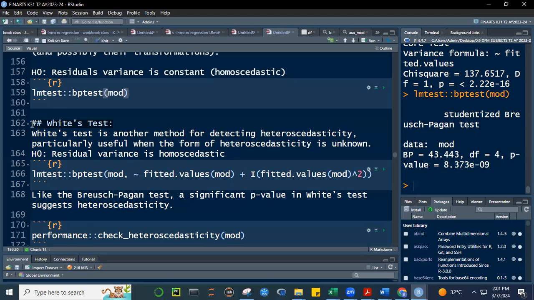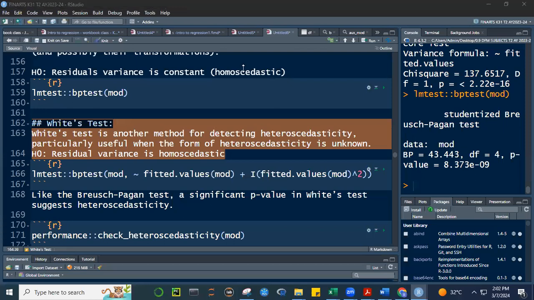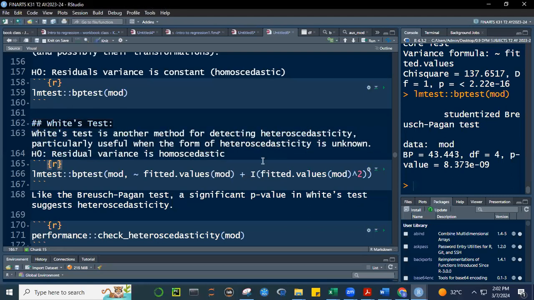Then there's another one, class, White's test. Actually, not just one, there are others. So I'm just sharing with you other tests here. White's test is, I would say, more comprehensive than the Breusch-Pagan test. Because here, class, look at this. I'll discuss this interaction.